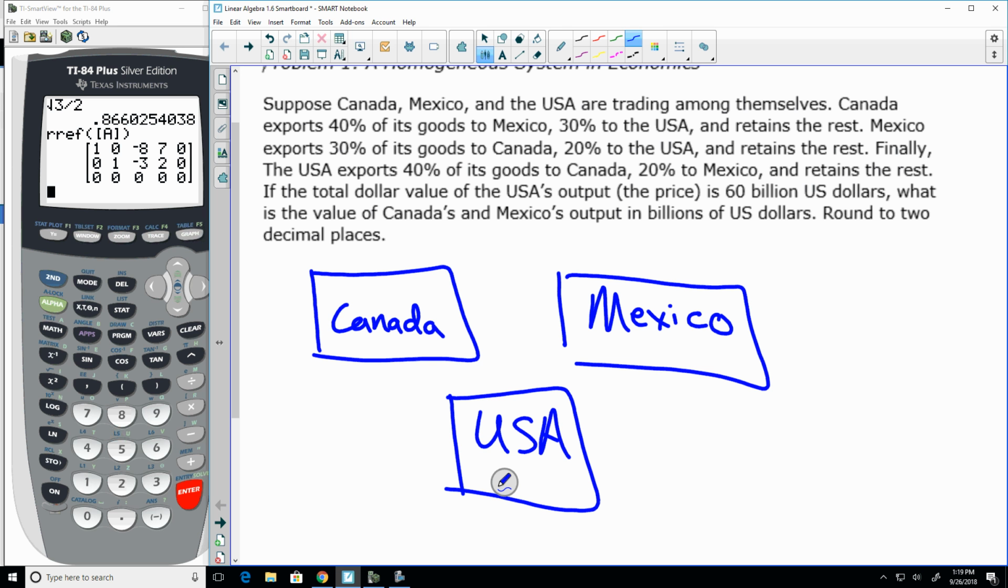So Canada exports 40% of its goods to Mexico. So that's Canadian bacon and moose hats, things like that. 30% to the U.S., and retains the rest. So what is the rest? It'd be 30%. So 30% stays inside.